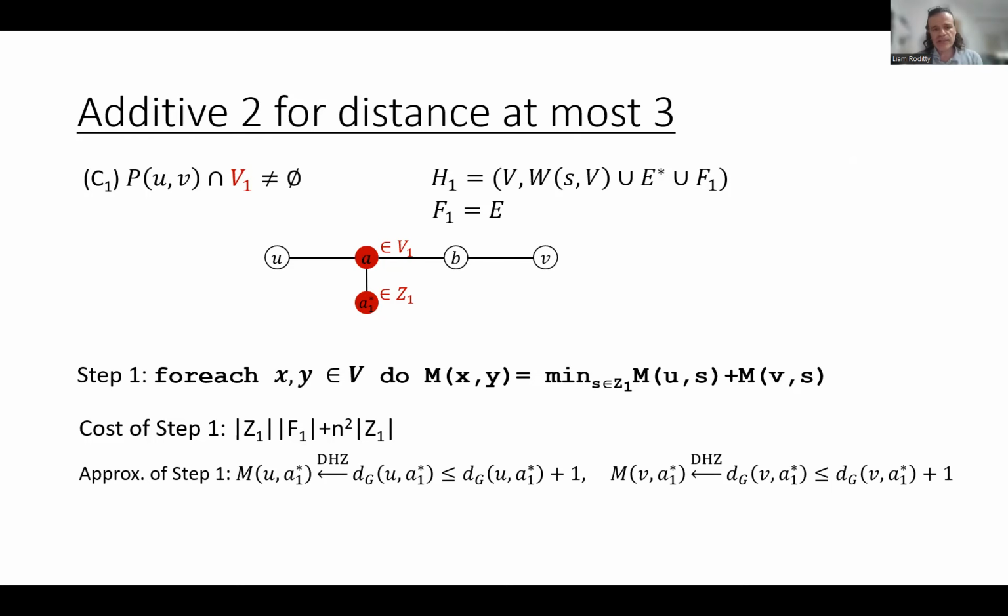So for the vertex A star 1, which hits the red vertex A, we know the exact distance both to U and to V. And this exact distance is at most +1, the distance between U and A, and the distance between V and A. It's a typo here. And if we take this, we get an approximation of 2.